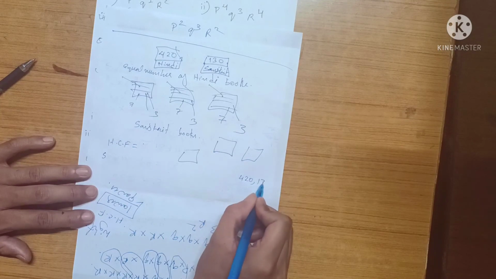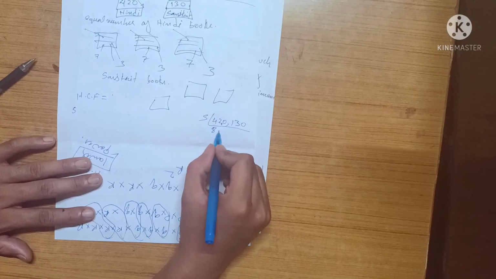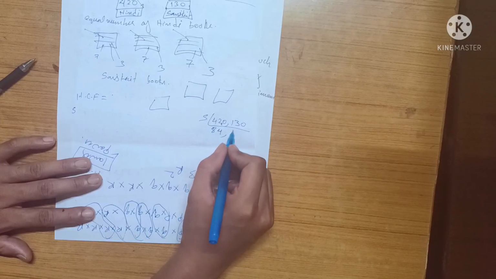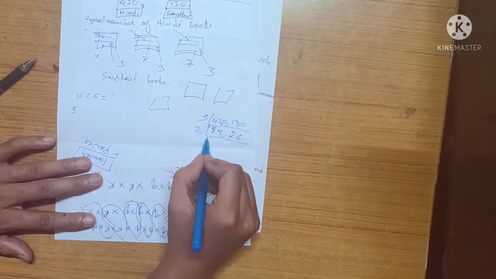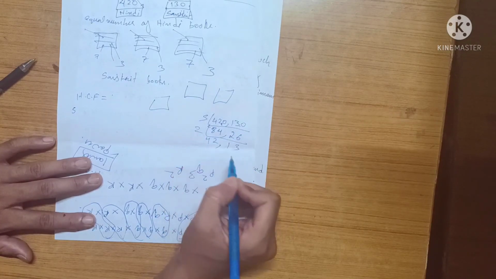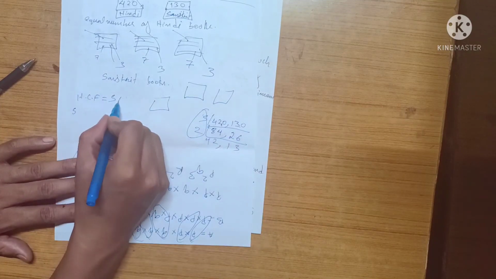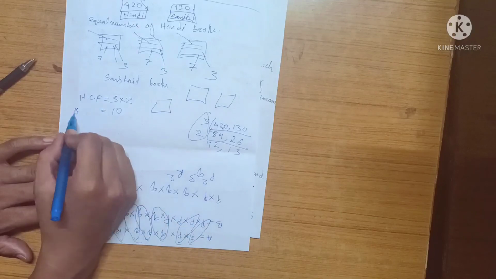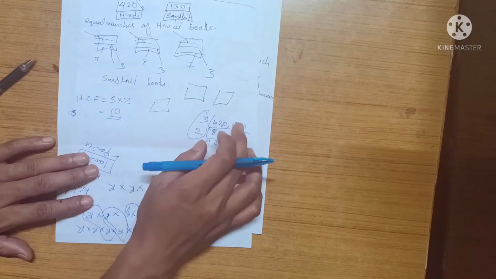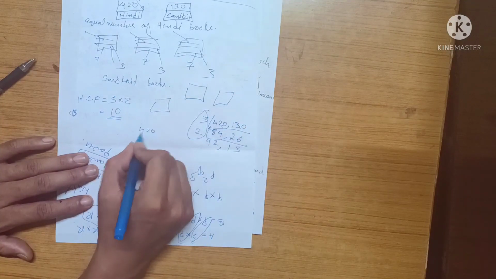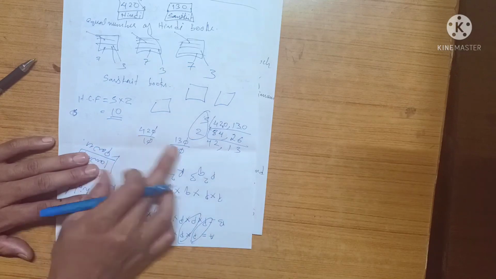420 and 130, let's divide by 5. 5 8s are 40, 5 2s are 10... so 420 by 5 is 84 and 130 by 5 is 26. Then we cannot go further, so HCF is 5 into 2, that is 10. So HCF is 10, right? So see, HCF 10 means the highest number which can divide this and this as well is 10. So 420 divided by 10, 130 divided by 10. So 42, 13 as well.